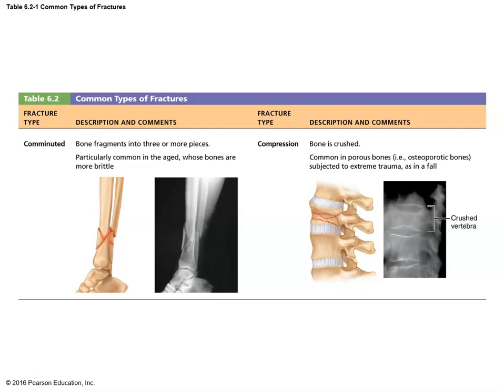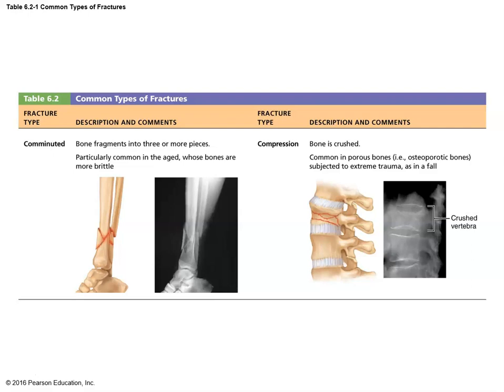In a comminuted fracture, the bone ends up in more than 2 pieces. So we didn't just break the leg and the top bone separated from the bottom part of the leg bone. We've got at least 3 pieces here and perhaps more. This kind of bone break is relatively common in older people, more so than in younger people, because as you age, the bones get more brittle.